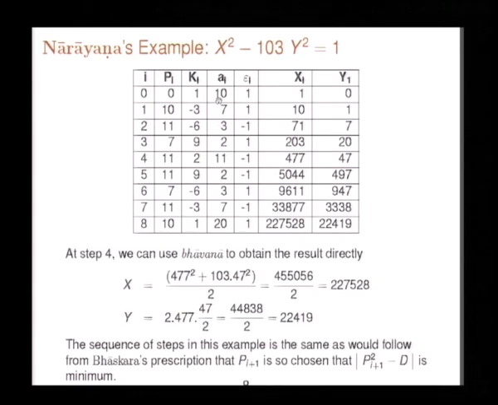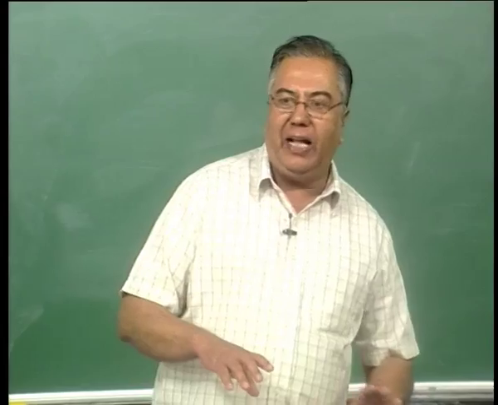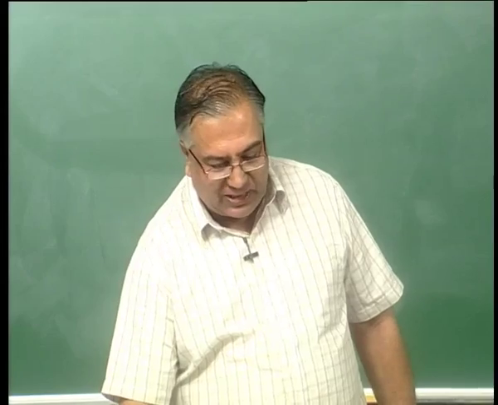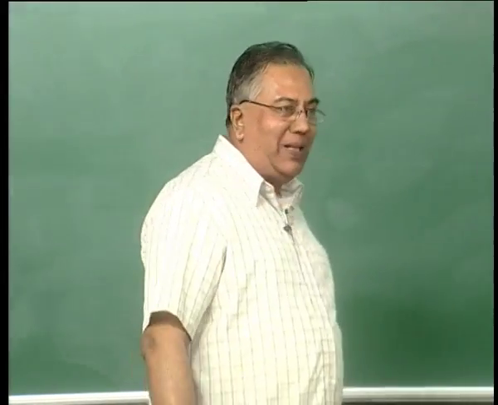So, you proceed like that and you can stop at the point where you get k is equal to 2 at the step 4, 477 squared minus 103 into 47 squared is equal to 2, and so you can do bhavana and immediately go to the final solution which is 227528, 22419. Of course, if you went through the Chakravala you would have obtained the same thing. So, in this example there is no distinction between the way Bhaskara would have done and the way Narayana has done the example. So, his procedure seems to be the same, but it is not so simple.